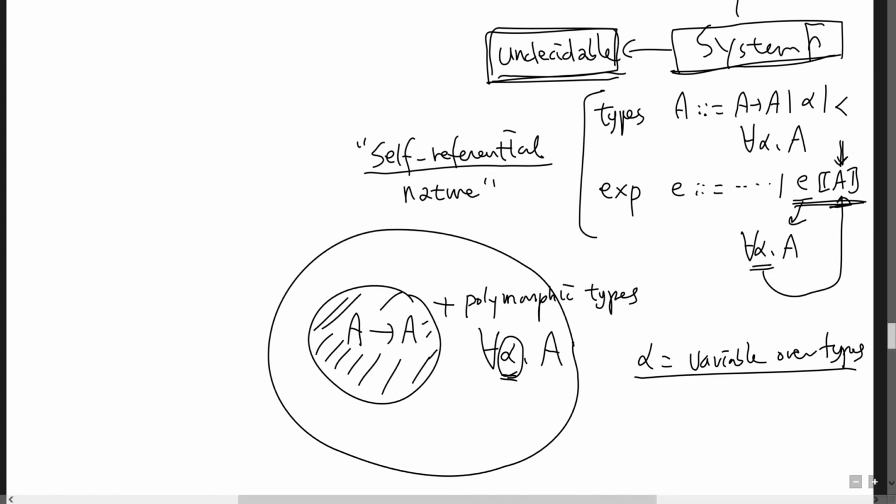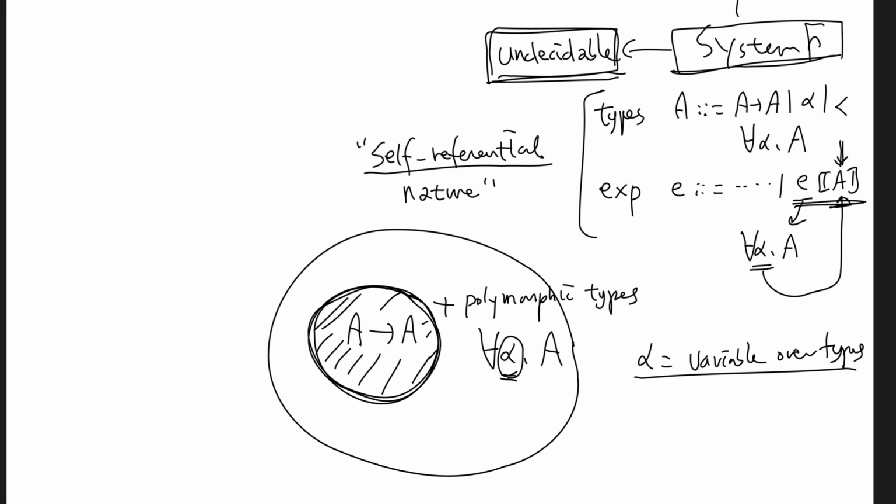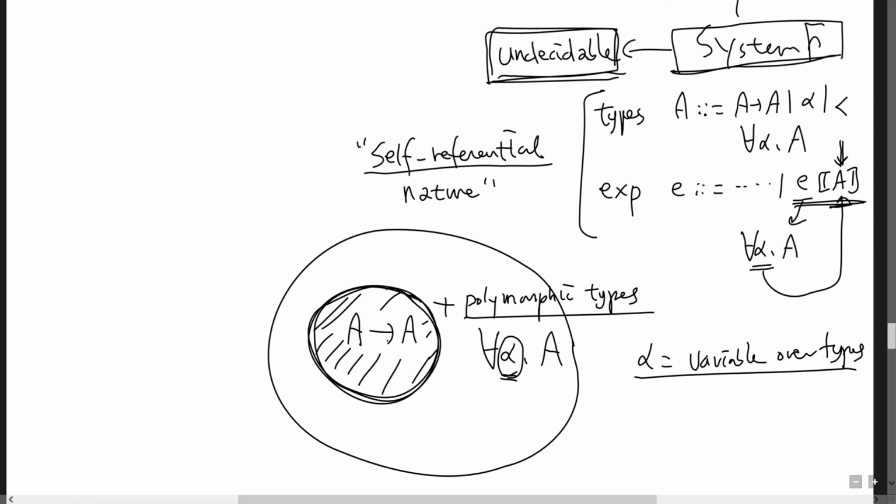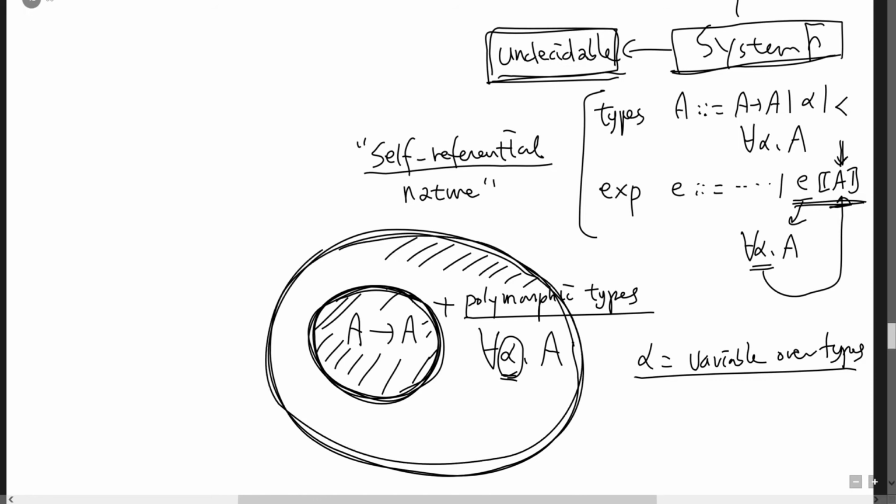So let me summarize the story again. In the beginning, we start with this set of function types, and there are no polymorphic types. And we'd like to introduce polymorphic types. So we extended this set of types. We start with this inner circle consisting of function types, for example. And then we augmented the set of types with these polymorphic types. So we introduced this one.